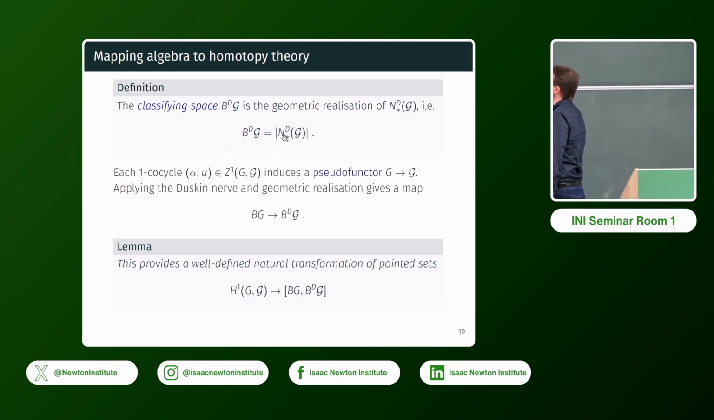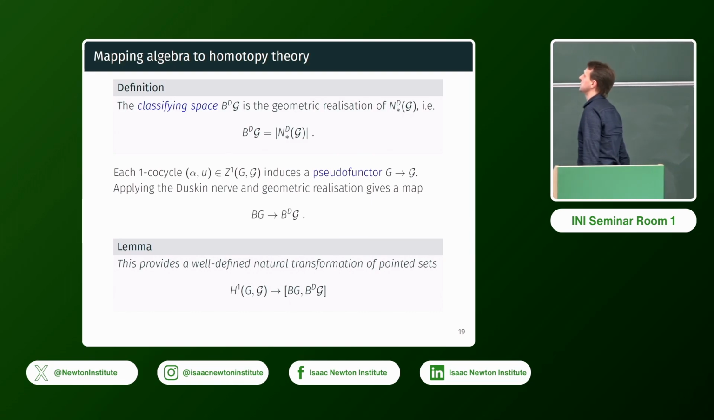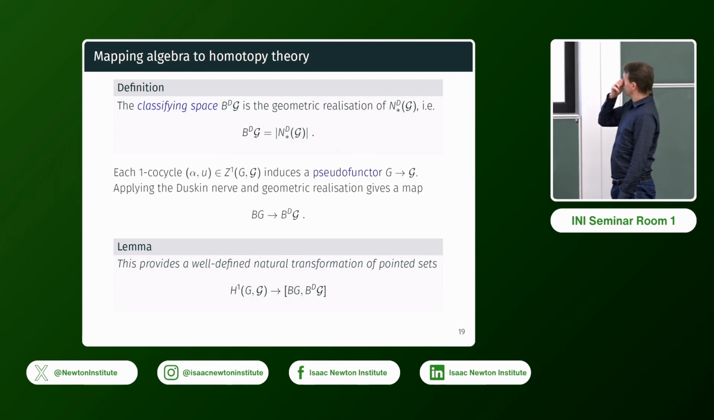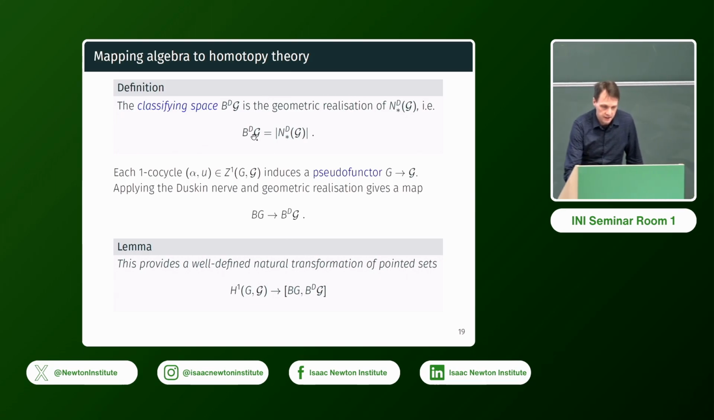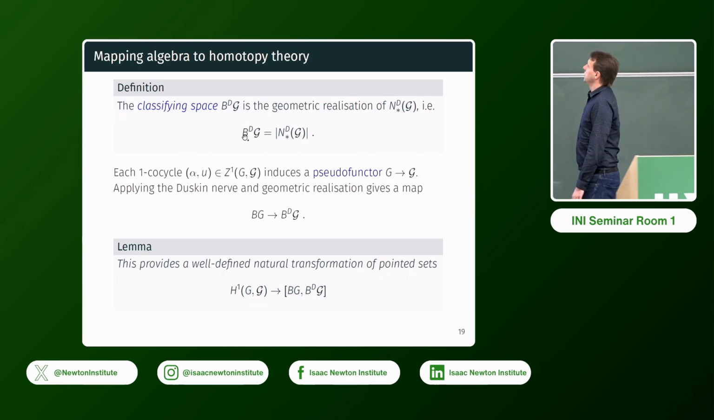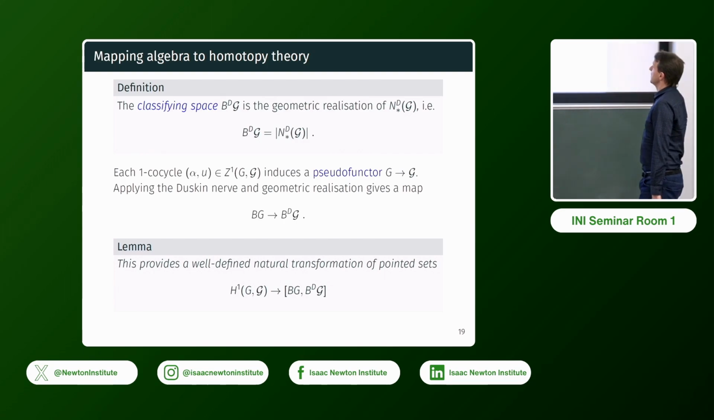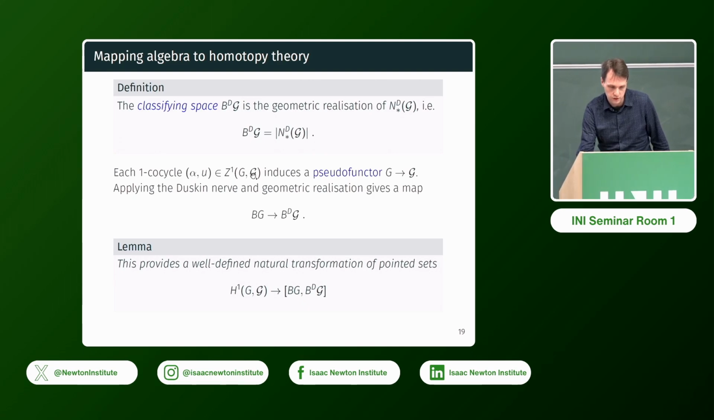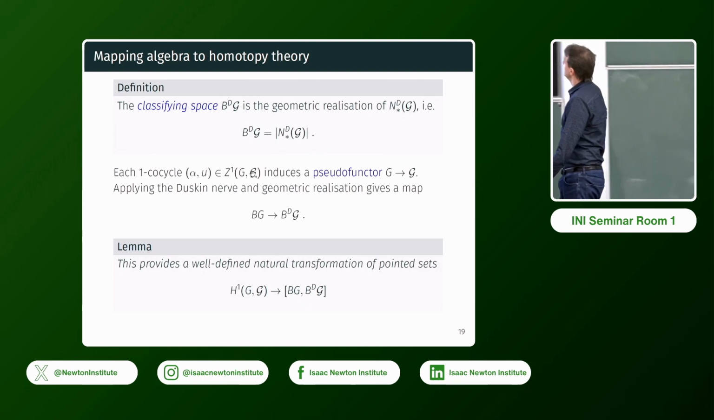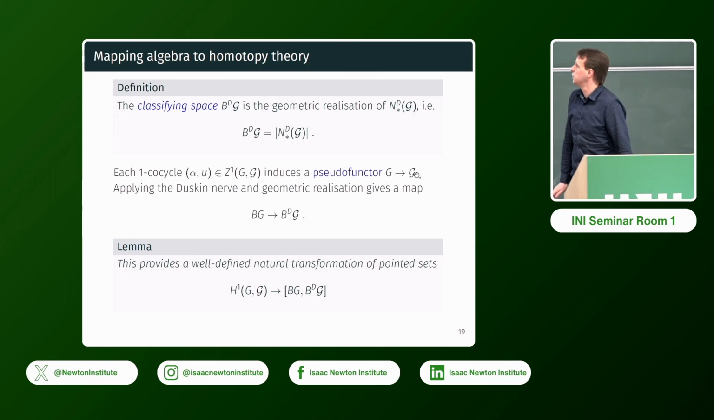So the Duskin nerve gives you a simplicial space, then you take the geometric realization. This is standard in algebraic topology to get to classifying spaces. But at the end of the day, this is a space that you can associate to each crossed module. And the upshot is that if I have one of these one-cocycles for a crossed module, then this induces a pseudo-functor from the group to the crossed module.